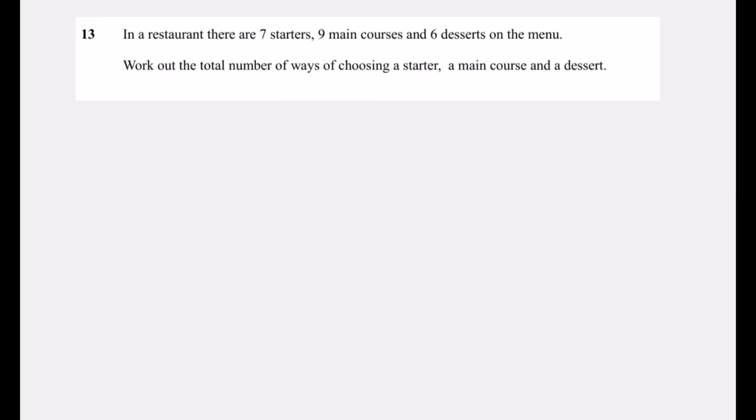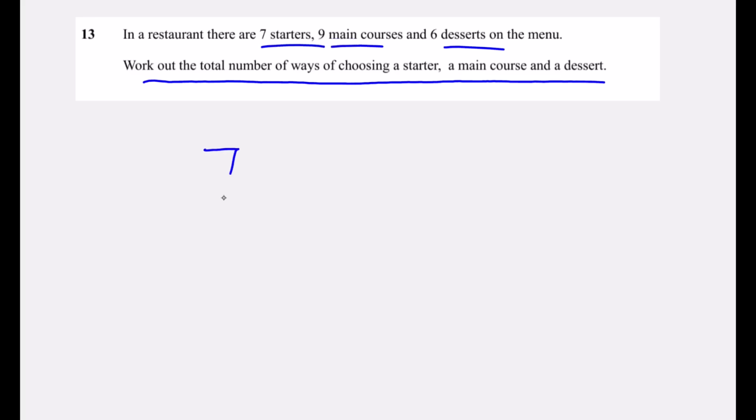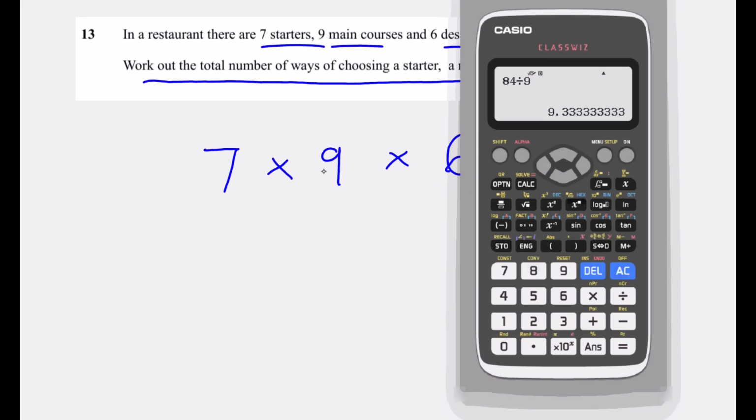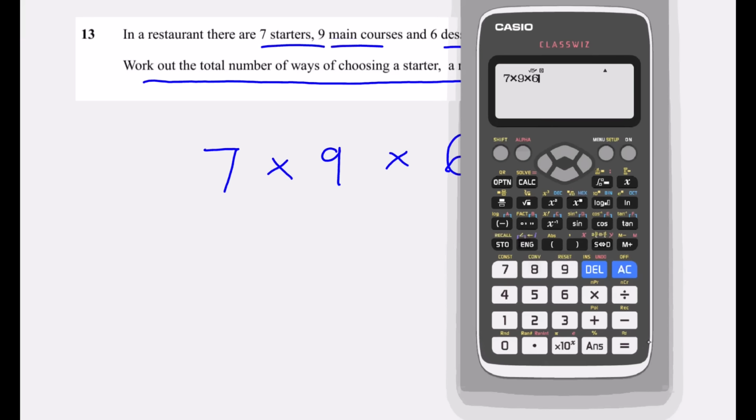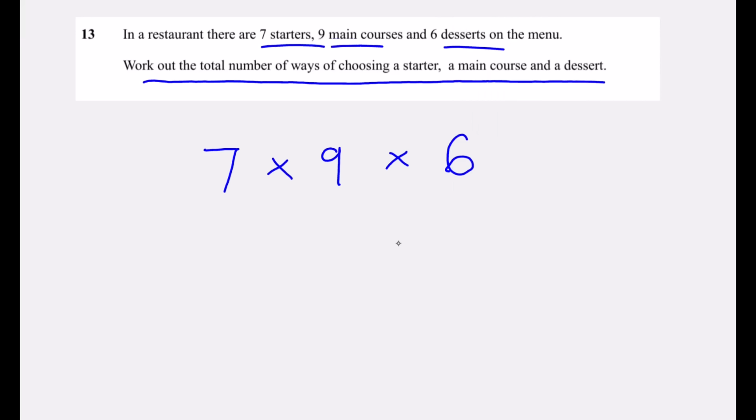Question 13. In a restaurant, there are 7 starters, 9 mains, 6 desserts on the menu. Work out the total number of ways of choosing a starter, a main, and a dessert. So there are 7 different ways of picking the starters. For each of those 7 starters, there are 9 different mains we could pick. And for each of those options, there are 6 desserts we can pick. So it is just 7 times 9 times 6. And that is 378.